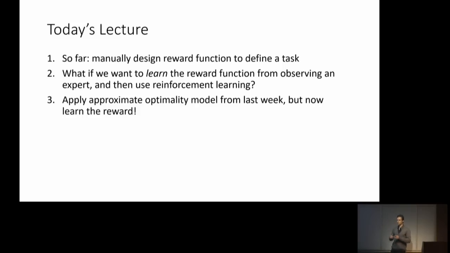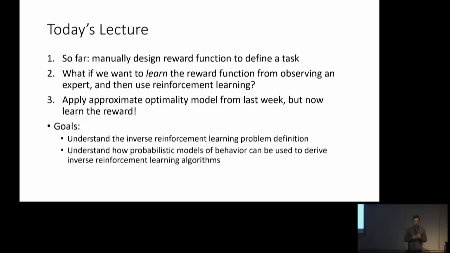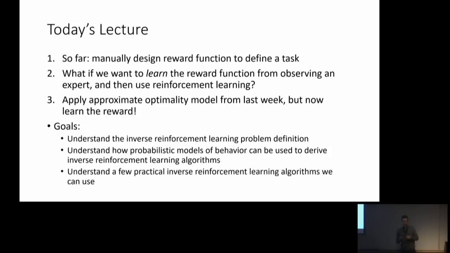And to do this, we're going to actually apply the approximate optimality model, not from last week, but from Wednesday, actually. This is just, I forgot to fix the slide. But now we're going to use it to actually learn the reward rather than recover an approximately optimal policy from a known reward. So the goals for today's lecture will be to understand the inverse reinforcement learning problem definition, understand how probabilistic models of behavior can be used to derive inverse reinforcement learning algorithms, and understand a few practical inverse reinforcement learning algorithms that we can actually use combined with deep neural network representations.